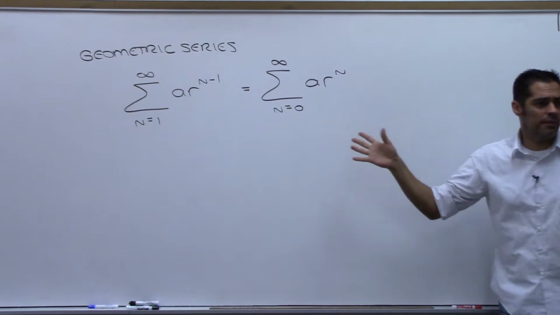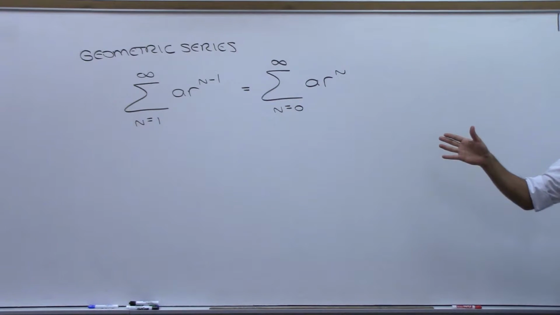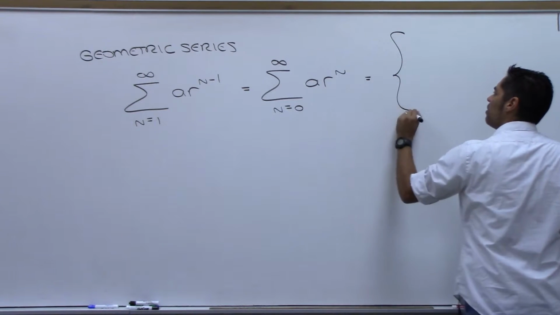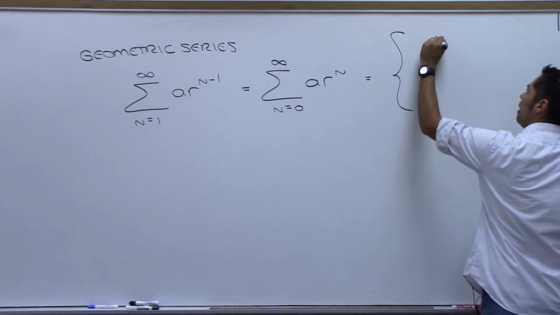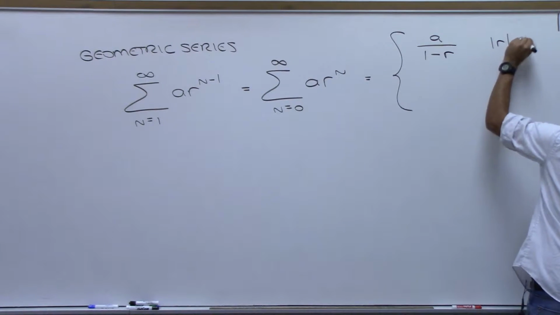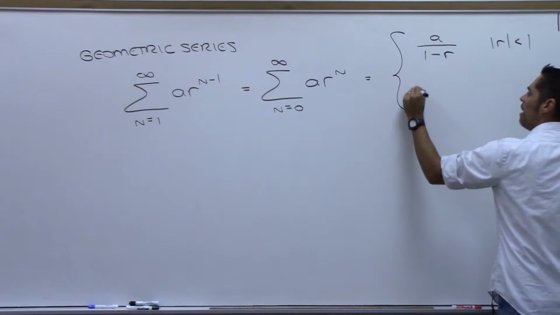So two equivalent formulas for geometric series, right? And we know that this will equal one of two things, right? It's either going to be a over 1 minus r, as long as the absolute value of r is less than 1. And it will diverge, right?